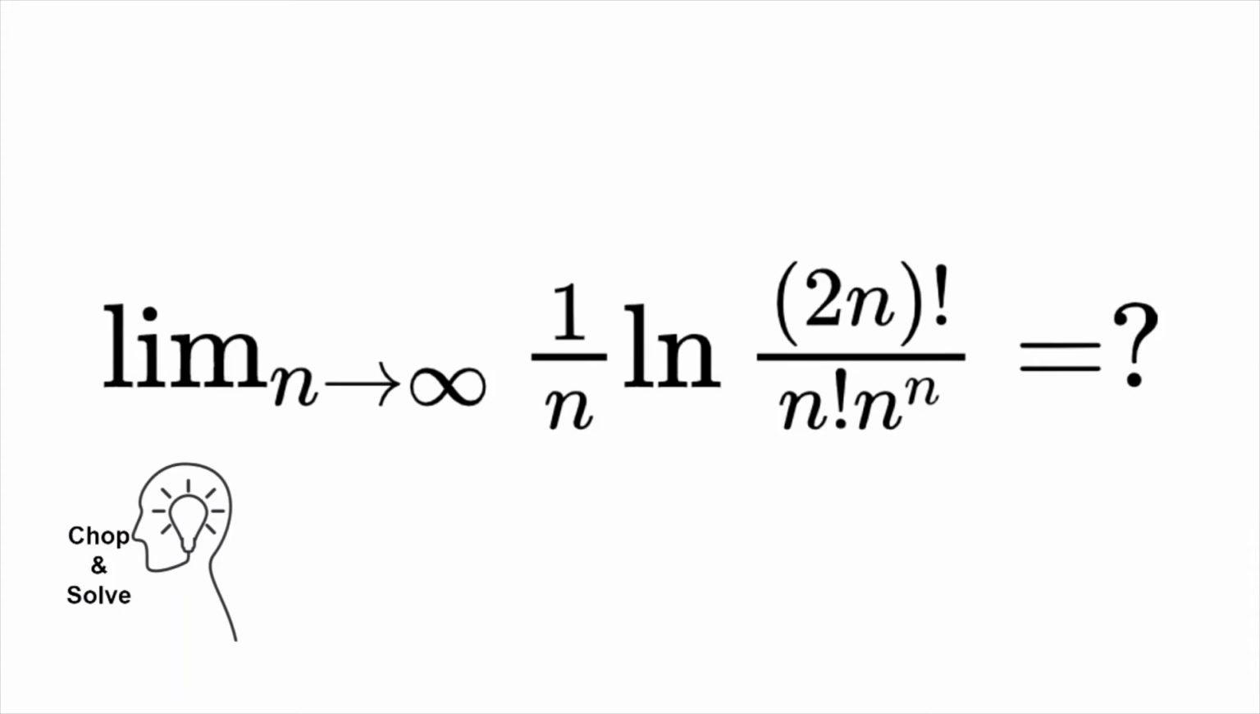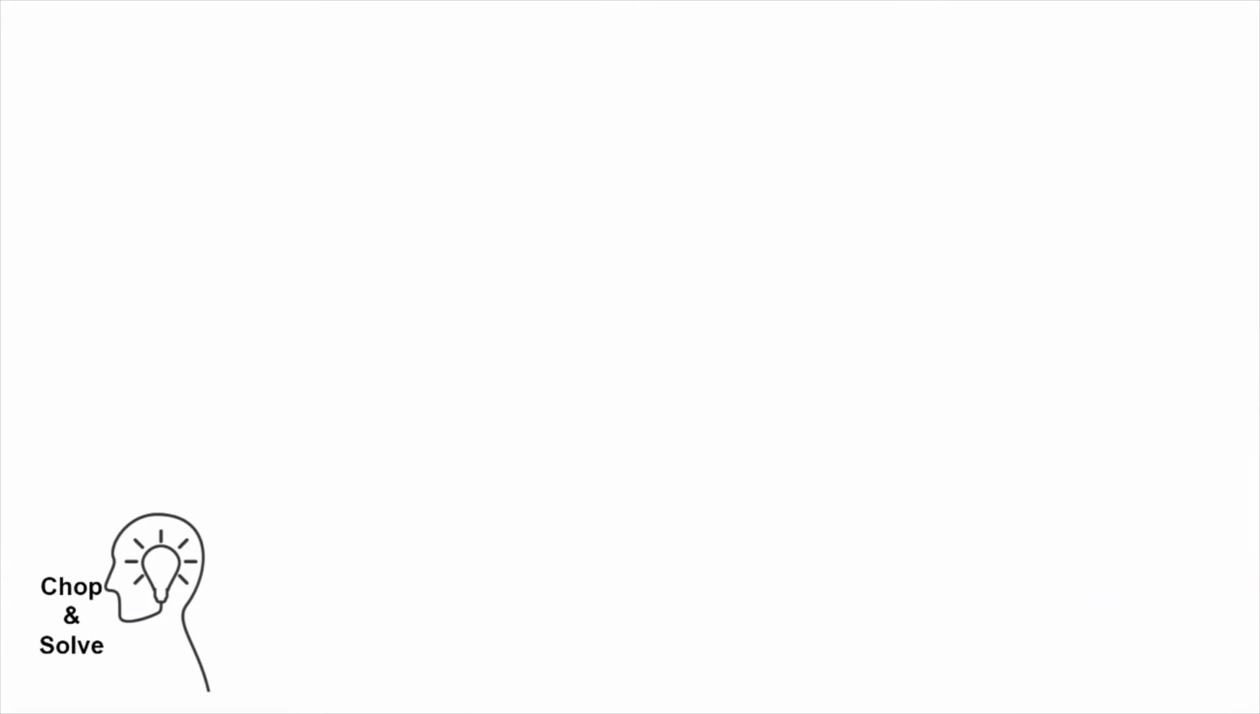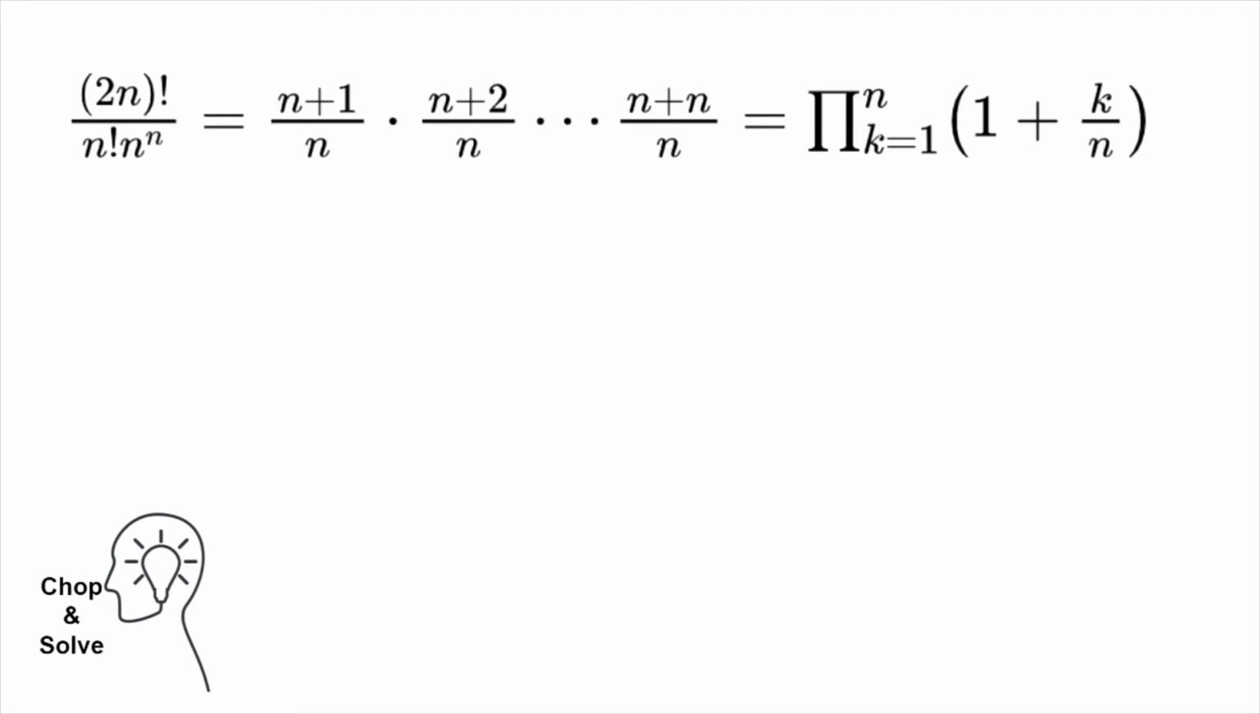So our next problem is the limit as n tends to infinity of 1 by n ln of (2n factorial divided by n factorial into n to the power n). We can write 2n factorial divided by n factorial into n to the power n as (n plus 1) divided by n into (n plus 2) divided by n, dot dot dot, (n plus n) divided by n. In simple form we can write the product of all k from k equal to 1 to n, where the terms are 1 plus k by n.